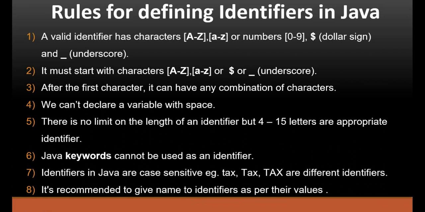It's recommended to give identifier as their values. So if you are storing age, try to give identifier name as age, or if you are storing something related to name or address, you can give identifier as name and address. So these are the certain rules which are used for defining identifiers in Java.